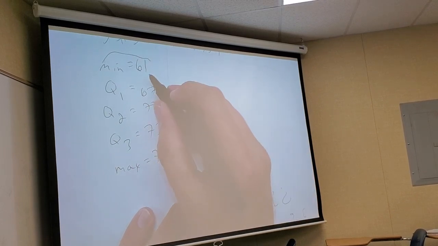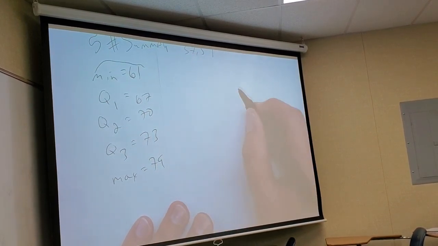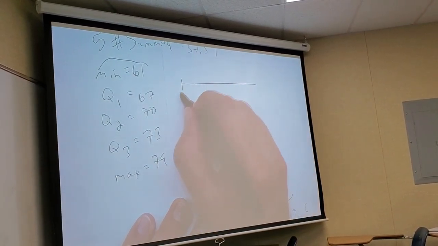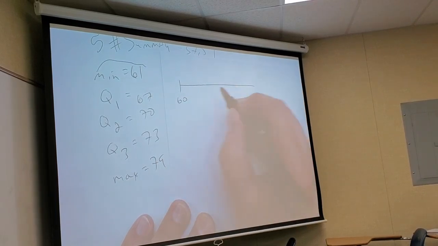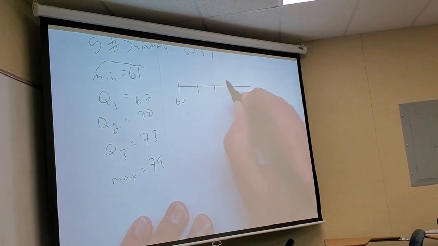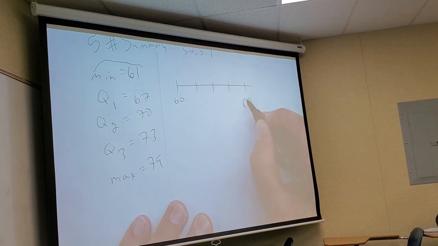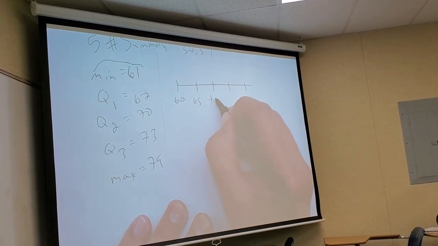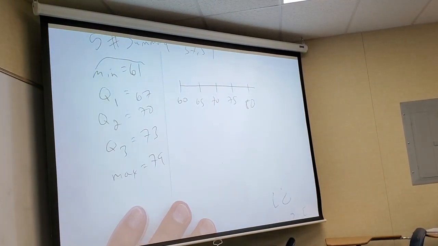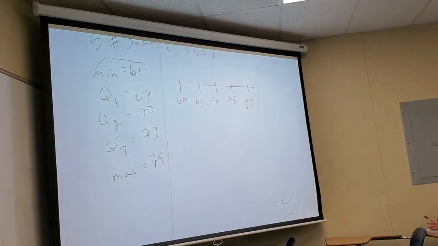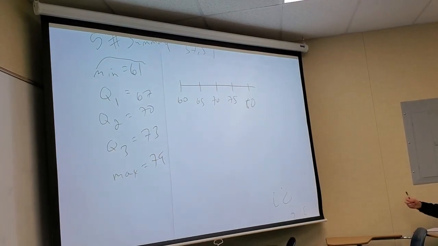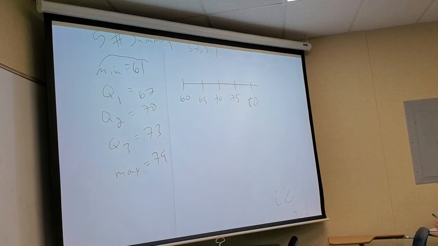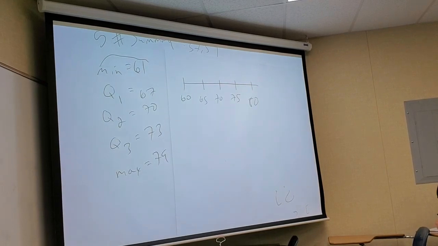So I'm going to start at 60, and then I'm going to go up to 80. So 60, 65, 70, 75, 80. Beautiful. I just want my scale to have its own tick mark length, but I have to make sure all my data fits within it.